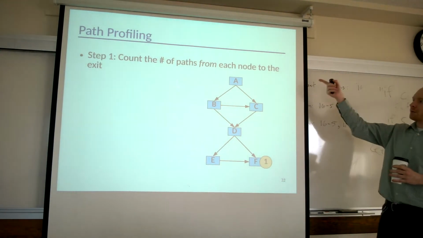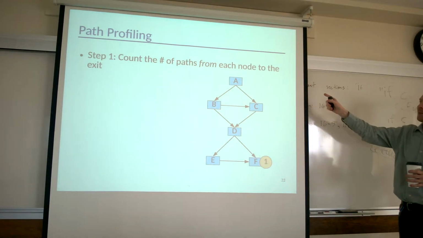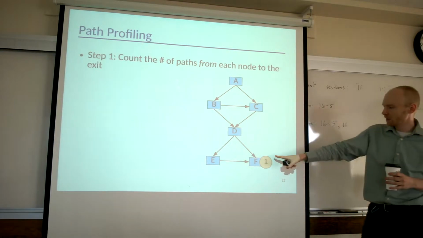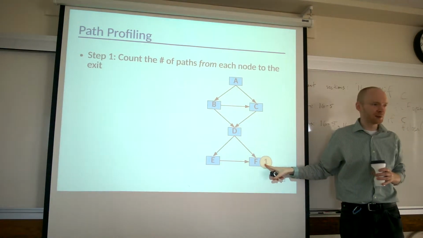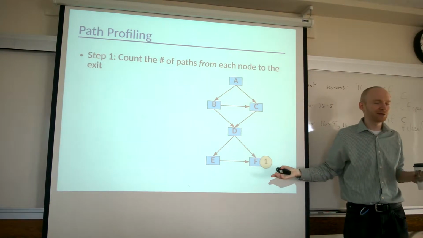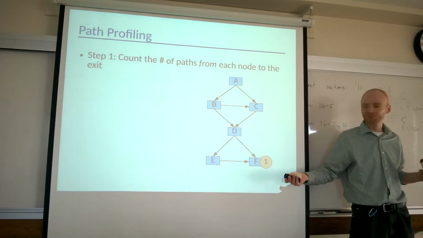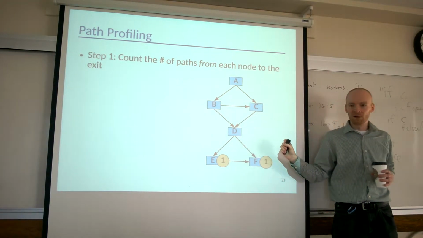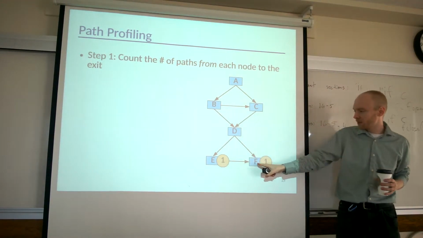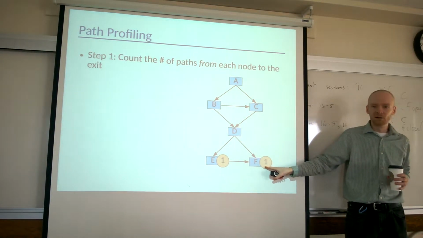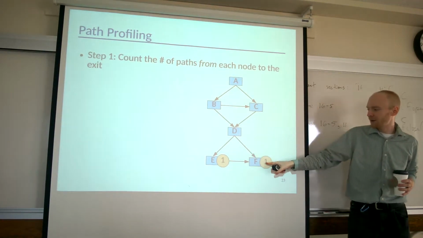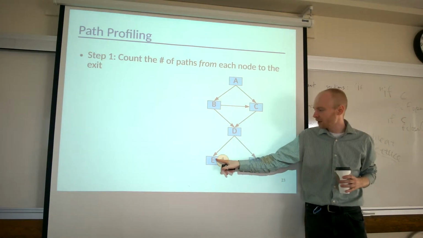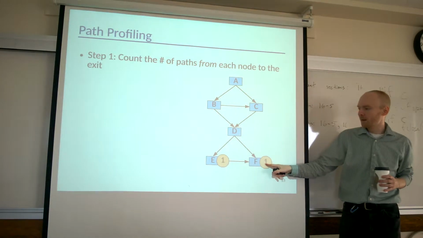So step 1 for doing this would be to count the number of paths from each node to the exit. How can we do this? Well, we can start at the exit and compute the number of paths to itself. There's one path from the exit to itself, because it's the exit, right? And then we look at its ancestors. And we say, well, there's one path from E to F. And there's one path from, well, no, there are two paths from E to F, right? Because we can either go here, or we can go here.